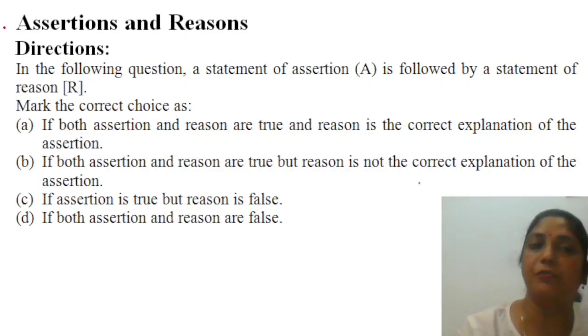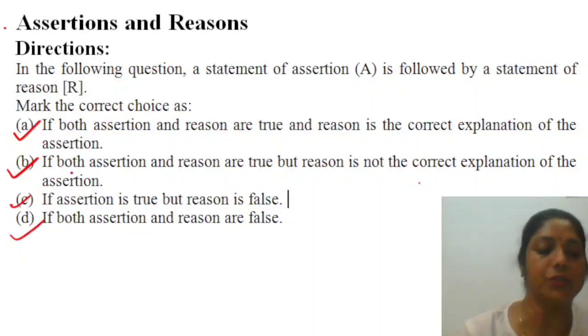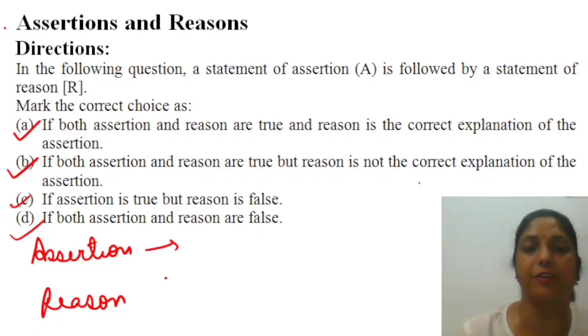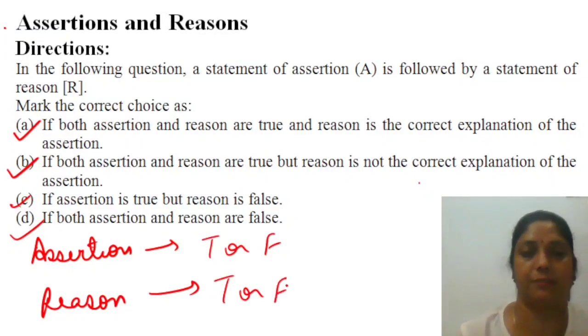In these types of questions, four options are given, and these options are the same for all questions. It means in any question, the options remain the same: A, B, C and D. In each question, two statements are given. One statement is called the assertion and the other is called the reason. First, you read the assertion and find whether it is true or false. Then you read the reason and find whether it is true or false.